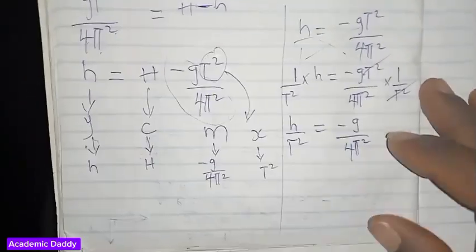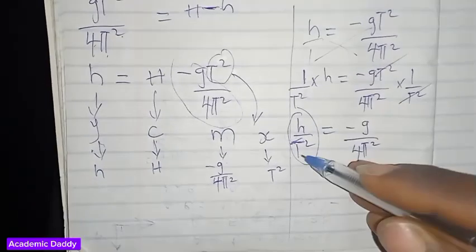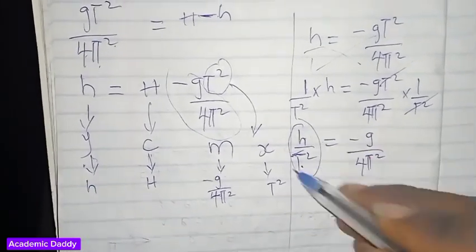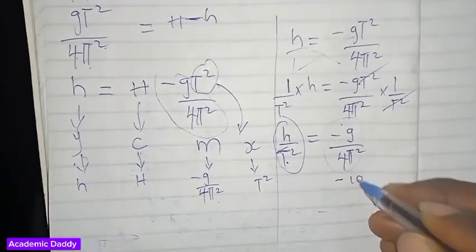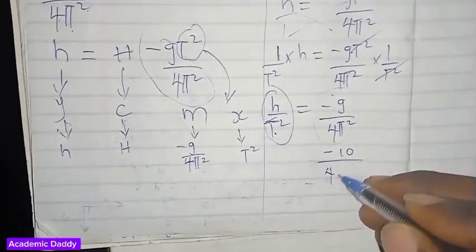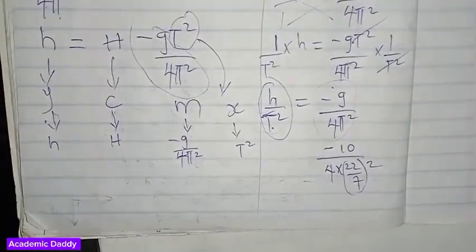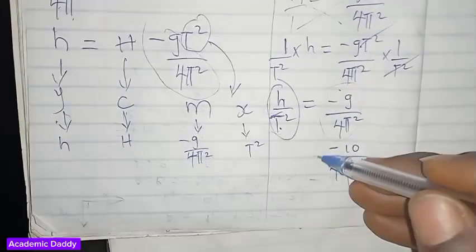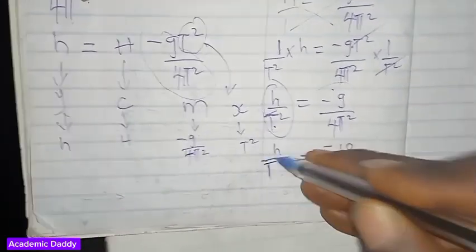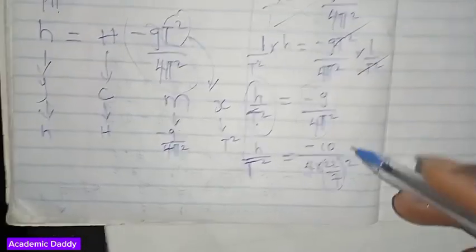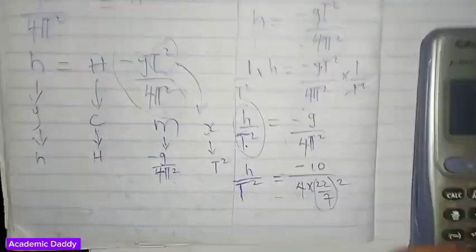So notice that this is my vertical axis, this is my horizontal axis. So this is the slope of this graph. So it equals this: a negative 10 all over 4 times 22 over 7, all squared. Somebody will want to say, how will it be negative? What did he even do? Please check very well. If you are not getting something like this, you are the one wrong.